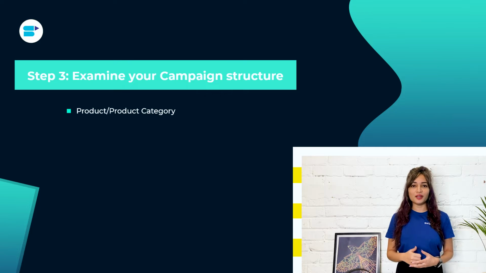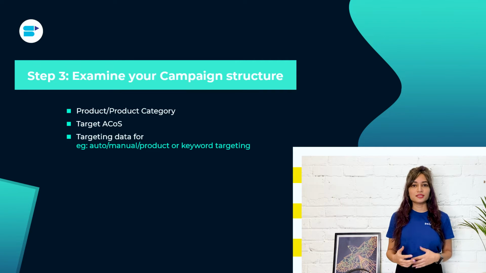A well-structured campaign begins with appropriately naming your campaigns. Everything else falls into place quite simply if you have a proper campaign and ad group nomenclature. You should include these in your campaign name, such as product or product category, target ACOS, targeting data, for example, auto, manual, product, or keyword targeting.